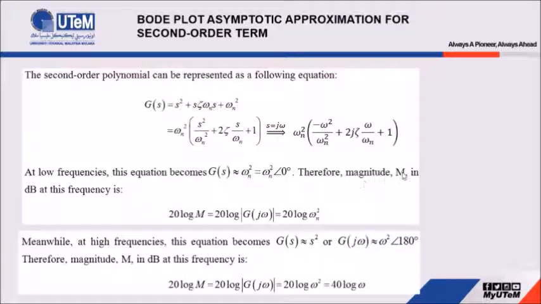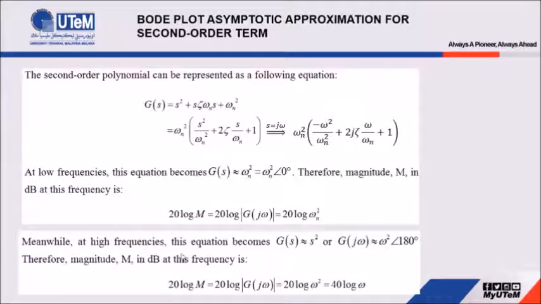So therefore, for the magnitude M in dB, in this case we can use the same formula, 20 log M. In this case we just put M with this j omega. So G(j omega) here is equal to omega n square. So we just put 20 log omega n square.